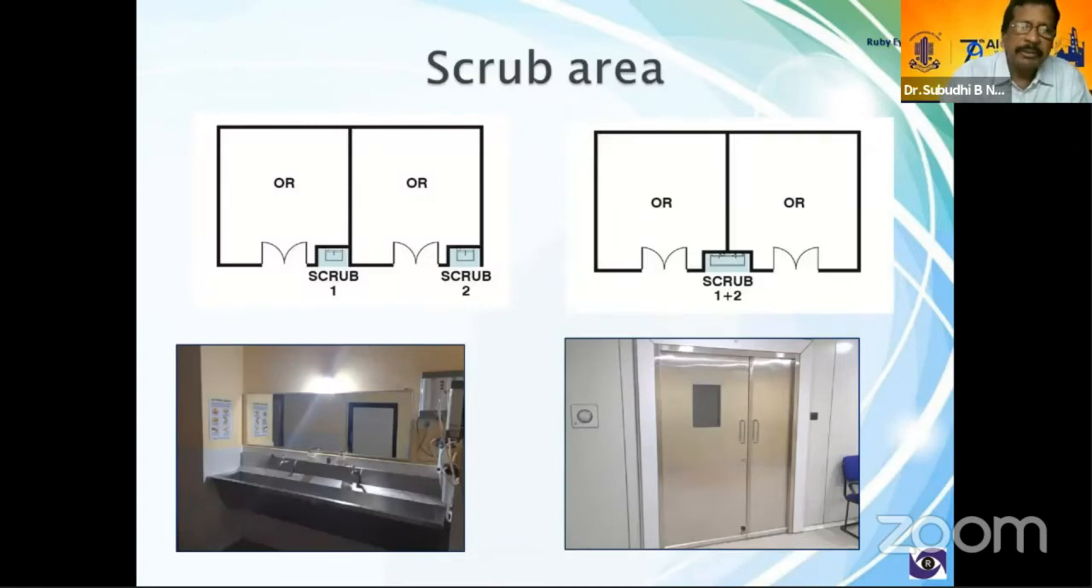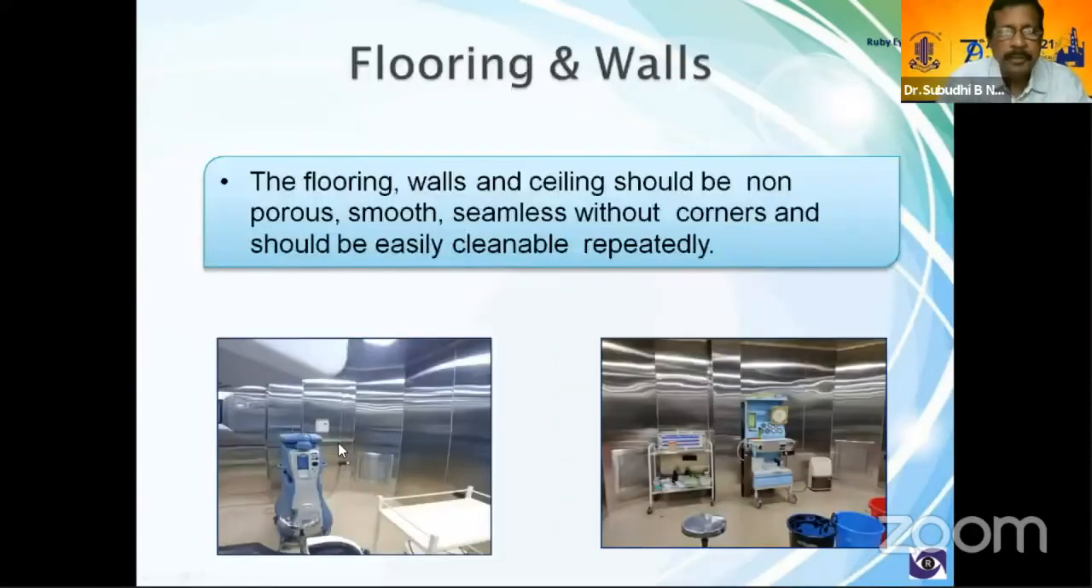Scrub area: ideally it should be outside, near the operation theatre. If there are two operation theatres, there can be two separate scrub units, or one can have a single scrub unit also. Flooring and walls: the flooring, walls, and ceilings should be non-porous, smooth, seamless, without corners, and easily cleanable repeatedly. So you can see there are no borders, almost completely closed with each other.